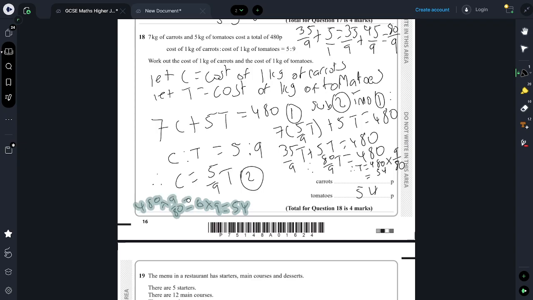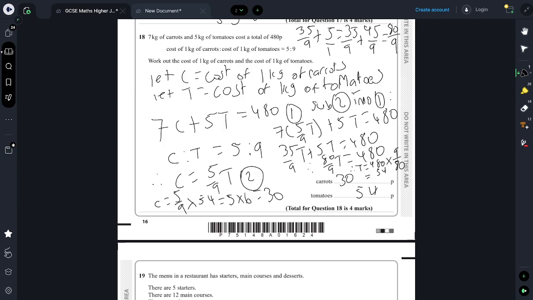If I was in the exam, I'd ask for extra paper here. Sorry, it is a bit of a mess. They don't give you a lot of room in here. Okay, so found T. Substitute that into here. So we know that C then is 5 over 9 times 54. And actually, 9 goes into 54 6 times, doesn't it? We just worked that out. So it's 5 times 6, which is 30. And that is your answer to this question.